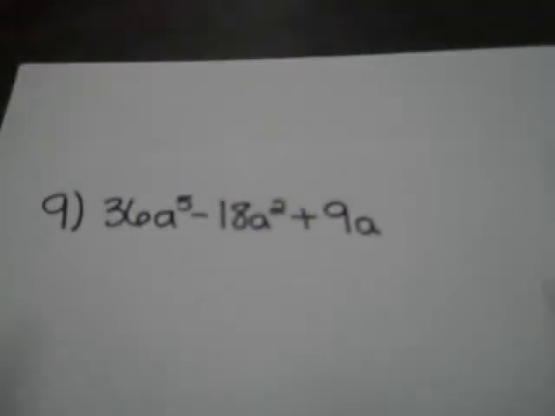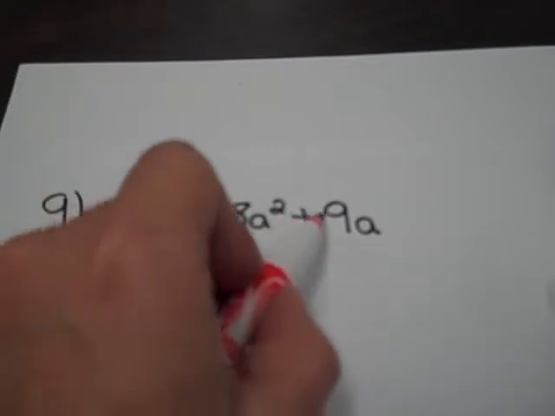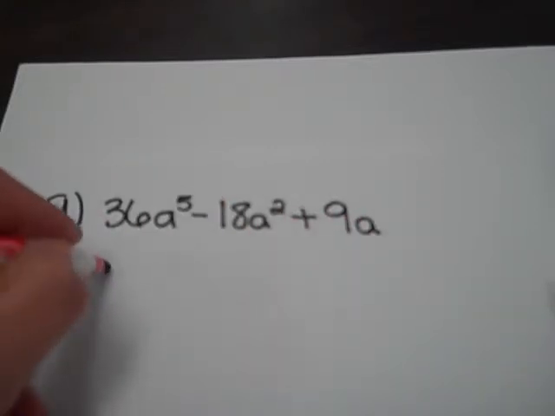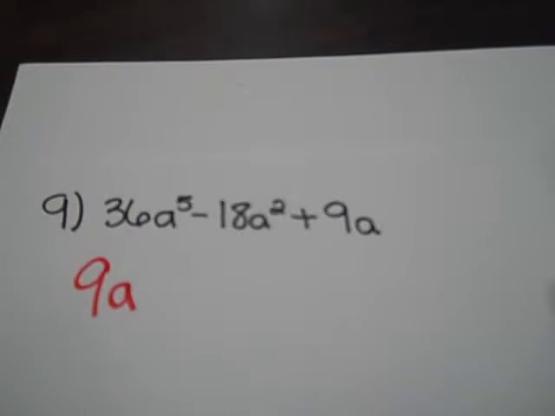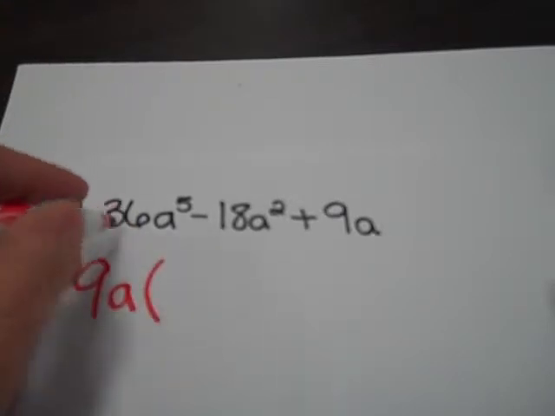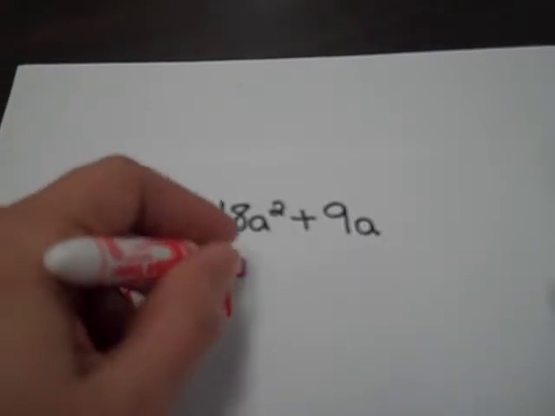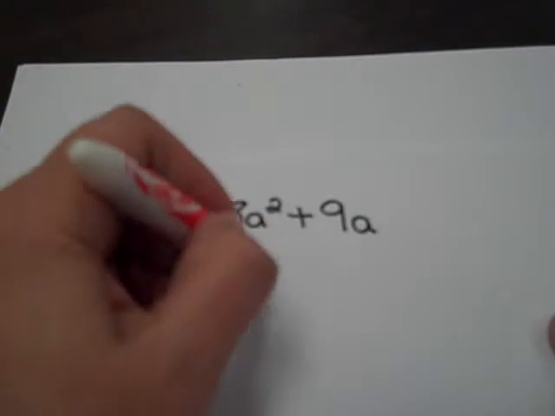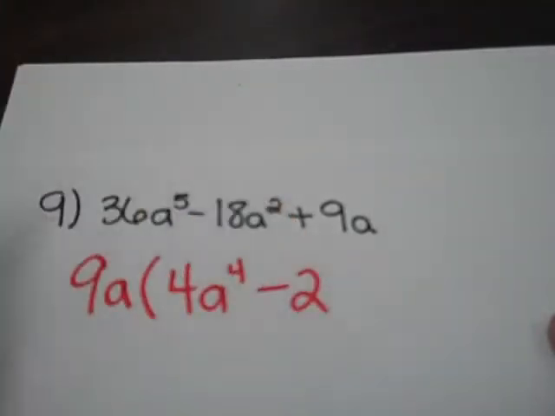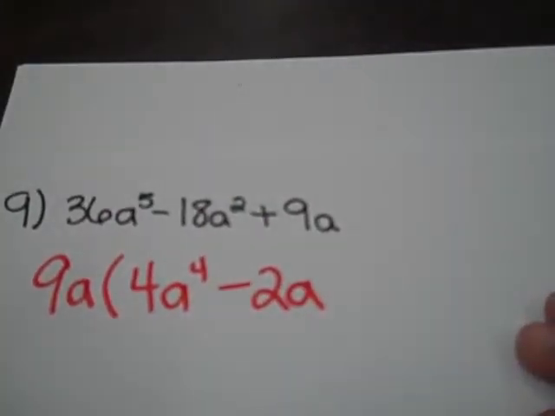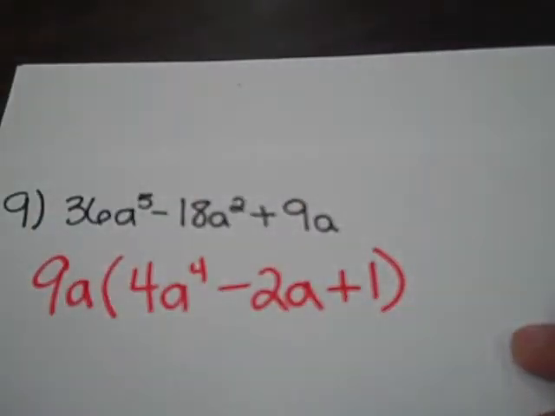Okay, number 9 also tells us to factor using a greatest common factor. As I look across here, I can see I can divide all 3 of those coefficients by 9, and they all have 1a or more. So I'm saying that my greatest common factor is 9a. When I divide 36 by 9, I get 4. When I divide a to the 5th by a, I get a to the 4th. Negative 18 divided by 9 is negative 2. A to the 2nd divided by a is a. 9a divided by 9a is 1.